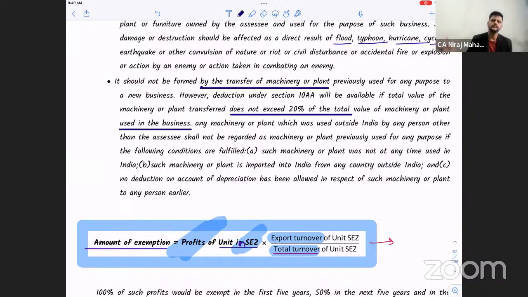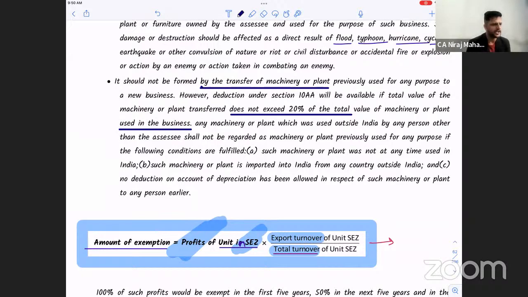Means what? If you're transferring from one unit to another, what are we transferring? Plant and machinery. The transferred plant and machinery should not be more than 20% of your total plant and machinery value. Are you getting my point? Any machinery or plant which was used outside India by any person other than the assessee. Basically, now you imported plant and machinery. But are you importing new or second hand? Second hand. Why? Because they have used the words was used outside India.